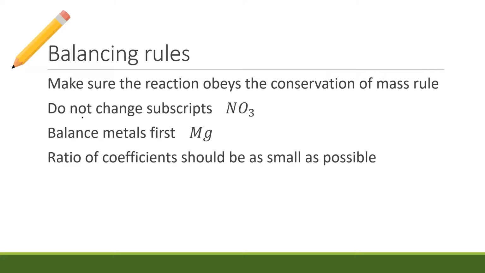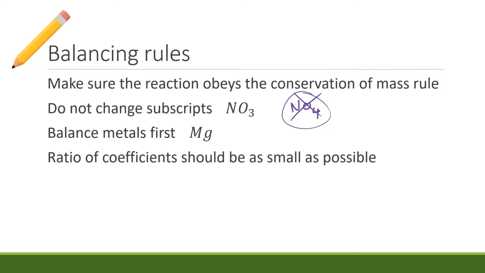The second one is you do not change subscripts. If you find out, oh no, there's not enough oxygens on the right-hand side, I'm just going to change this from NO3 to NO4. You can't do that. That's not allowed. The reason that's not allowed is by changing that to NO4, you're actually changing the chemical. You're actually changing the molecule. But if I go to 2 NO3, you're not changing the molecule. You're just adding more copies of that molecule. So that's why you can't change the subscript. You can't mess around with them.